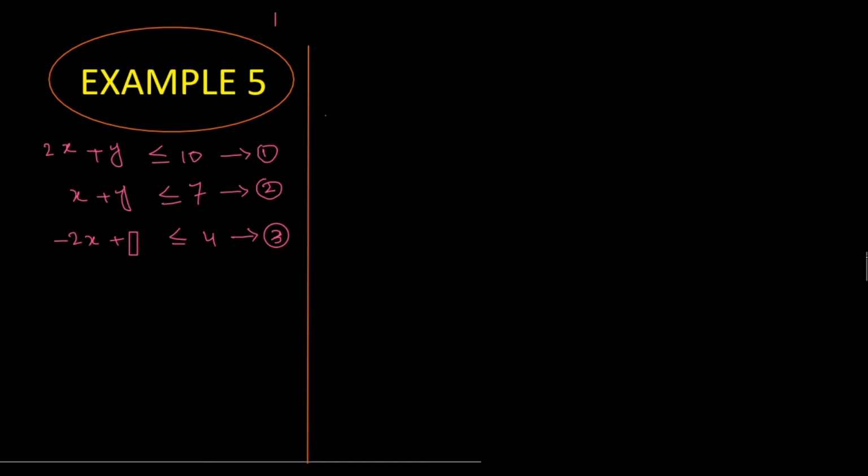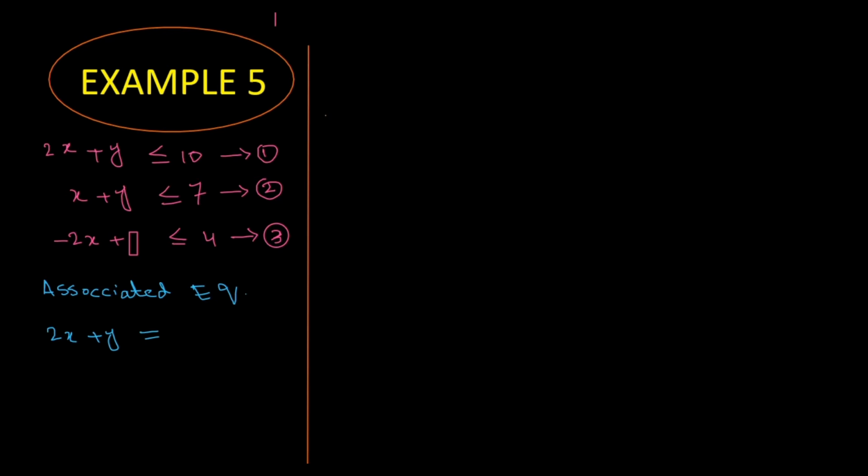Now we will find the associated equations of 1, 2 and 3. The associated equations can be written as 2x plus y equal to 10, x plus y equal to 7, and minus 2x plus y equal to 4. Let us name these equations: this is our 4, and 5, this is 6.